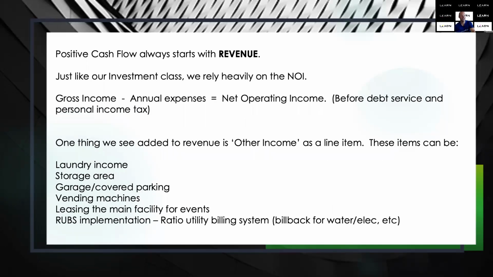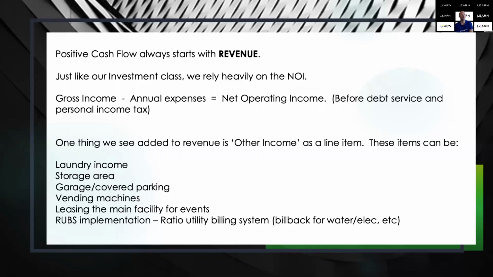All right, positive cash flow always starts with revenue. Just like our investment class, we rely heavily on the NOI. Gross income minus your annual expenses equals your net operating income, which is before debt service and personal income tax. And it includes property taxes.